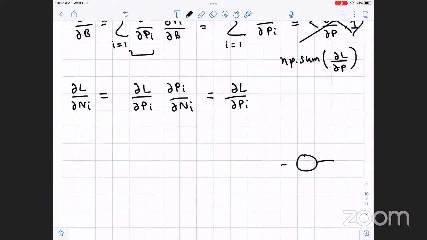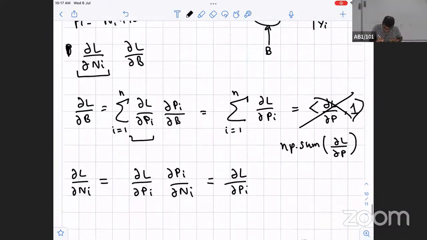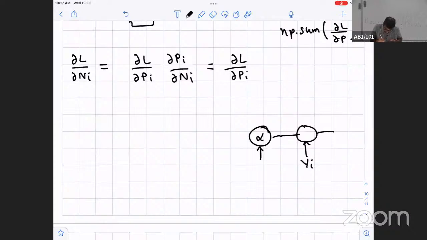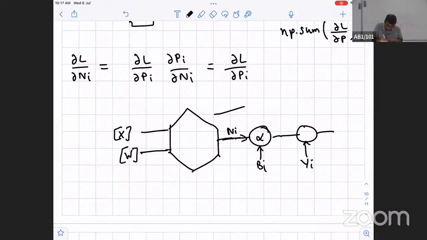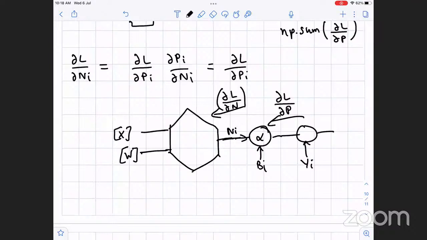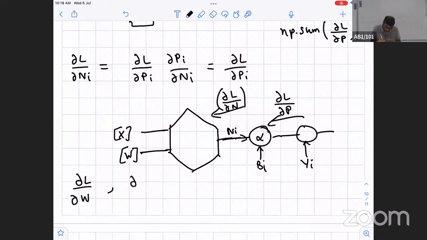So you have this yi. This is your alpha, right? Now you have bi. All these things we have seen. Here you are getting ni, and now we have this. This is the last thing that we need to do. You have x and you have w. Here you are getting dL by dn, and here you are getting dL by dp. Okay, so now somehow I should show you how to do dL by dW and dL by dX.